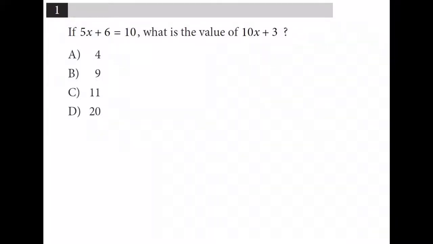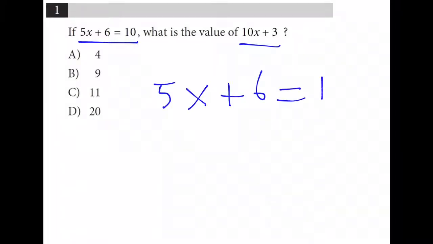To solve this, we begin with this equation here on the left. Anyone know what to do there? It's a two-step equation, so we're going to get x by itself and find a value, which we will then plug into this quantity on the right, 10x plus 3. So we have 5x plus 6 is equal to 10.